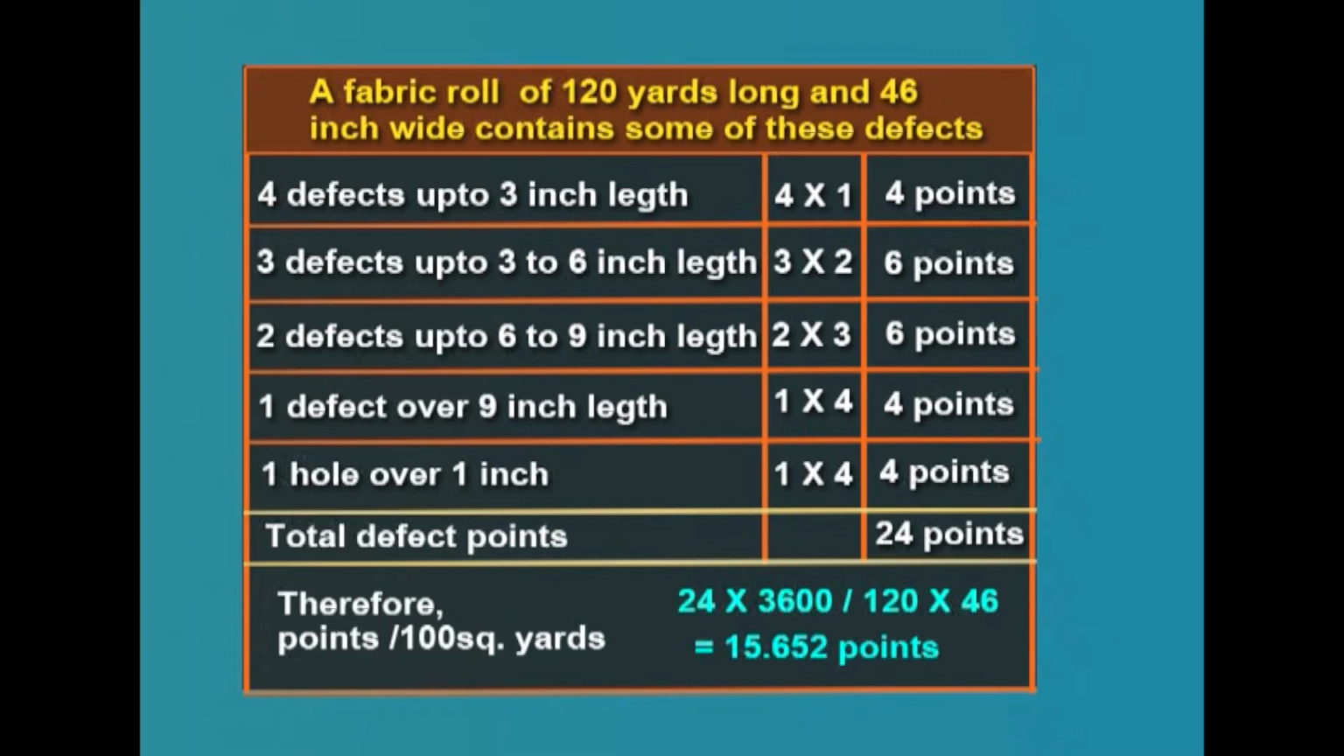And 1 defect over 9 inches length, so 1 into 4 points, which comes to 4 points, and then 1 hole over 1 inch, so 1 into 4 is 4 points. Totally the defective points are around 24. Therefore, points per 100 square yards is equal to 24 into 3600 divided by 120 into 46, that is the length and the width of the roll, and it comes to 15.652 points.